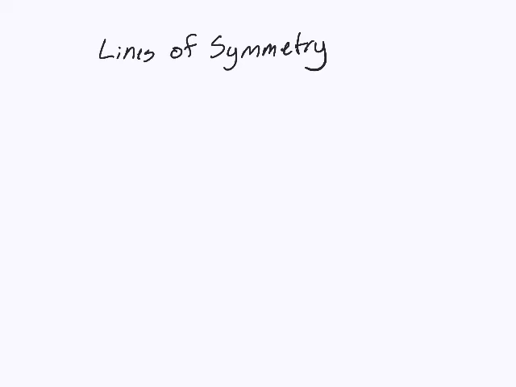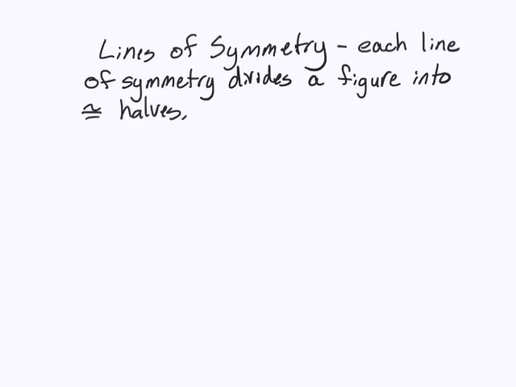Finally, we have lines of symmetry within a figure. So each line of symmetry will divide a figure into congruent halves. And figures can have more than one line of symmetry. Basically, you're able to fold an image over a line of symmetry and the two sides would match exactly. So for example, a rectangle. If this is a rectangle, I can draw a line of symmetry down the middle vertically and also horizontally. Both of those I'm able to fold over and the sides would match exactly. So a rectangle has two lines of symmetry.